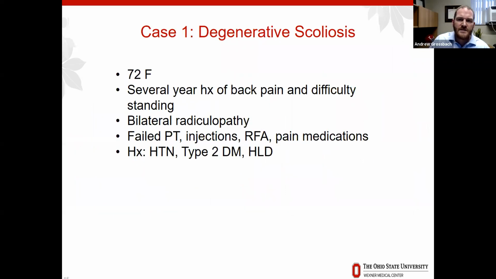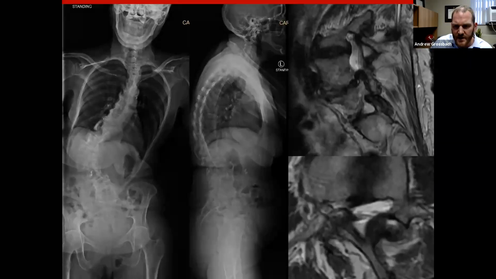All right, so let's get into some cases. First patient here, 72-year-old female. She has a many-year-long history of back pain, progressively getting worse, difficulty standing for prolonged periods of time. She does have radiculopathy on both sides. Not really able to tell a specific dermatome, but definitely pain going down the back of her legs. She's failed all the conservative modalities: physical therapy, water-based physical therapy, epidurals, radiofrequency ablations, various pain medications. She's got a history of hypertension, type 2 diabetes, hyperlipidemia. And she looks like this.